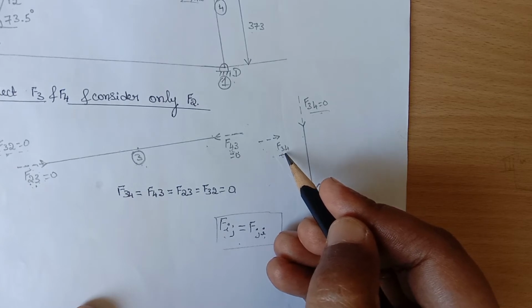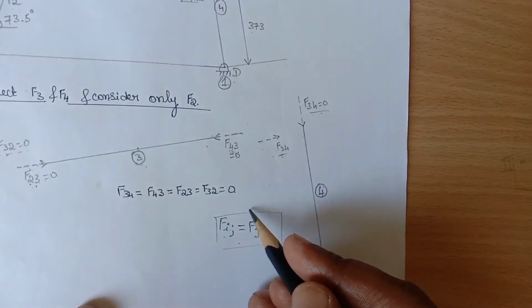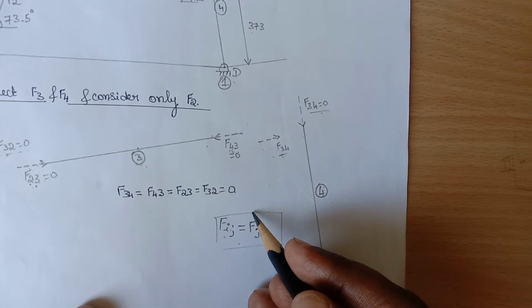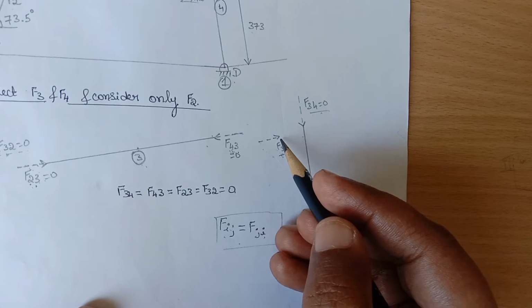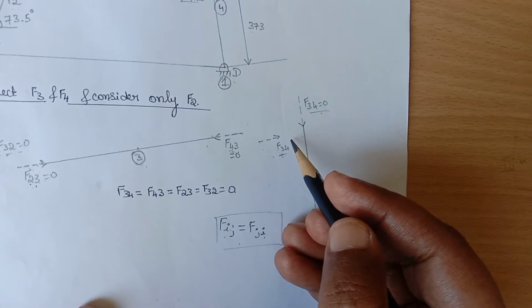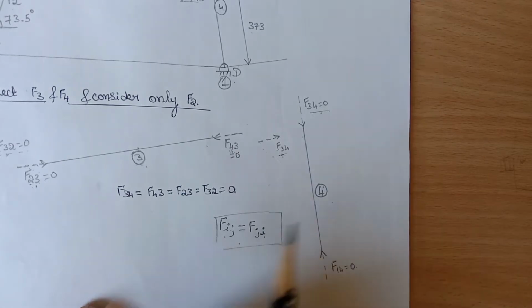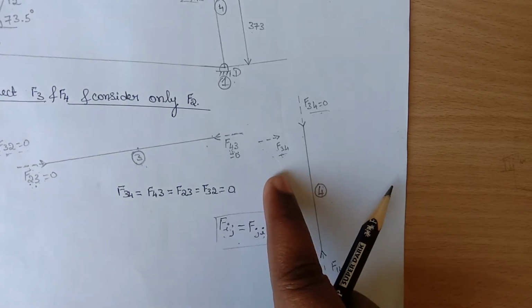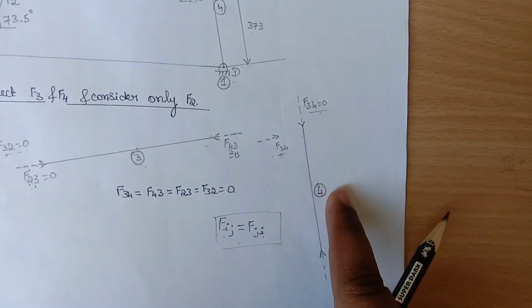This is F34, but this is according to force convention. We have to represent F34 in this direction, towards the right. But to satisfy the condition of equilibrium, F34 should pass through this link 4 itself. It should be collinear to link 4. To satisfy the condition of equilibrium, the forces are collinear.